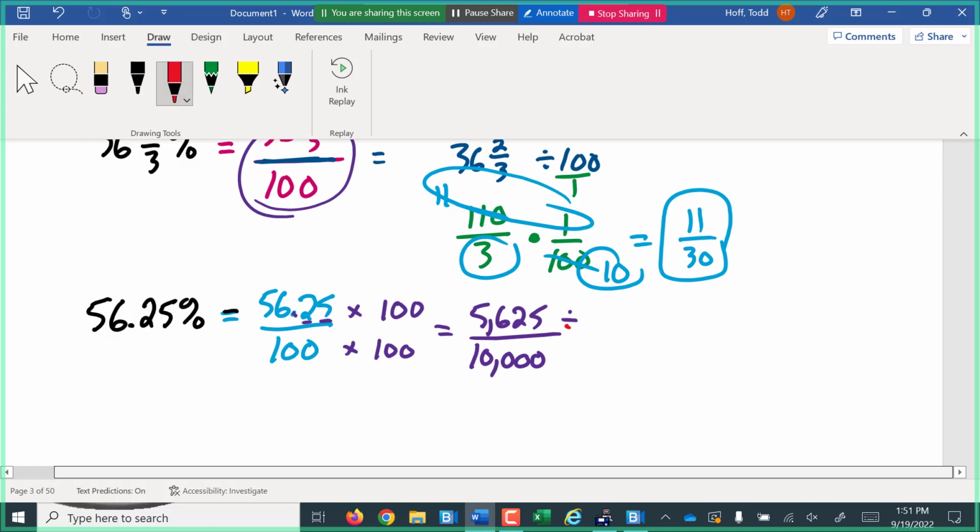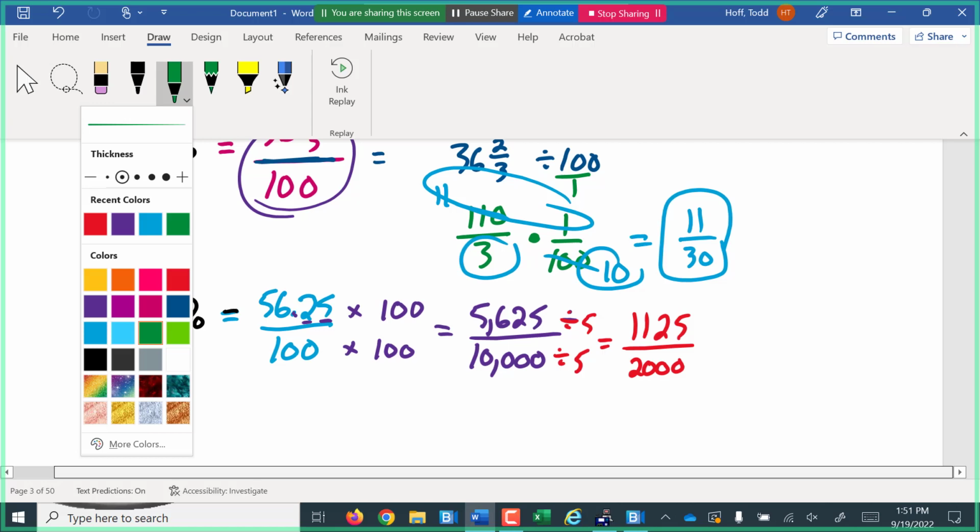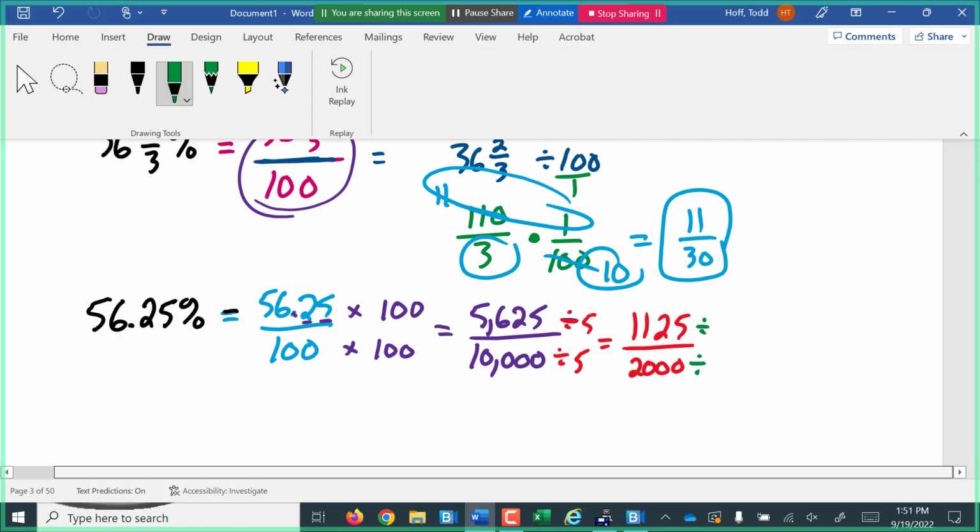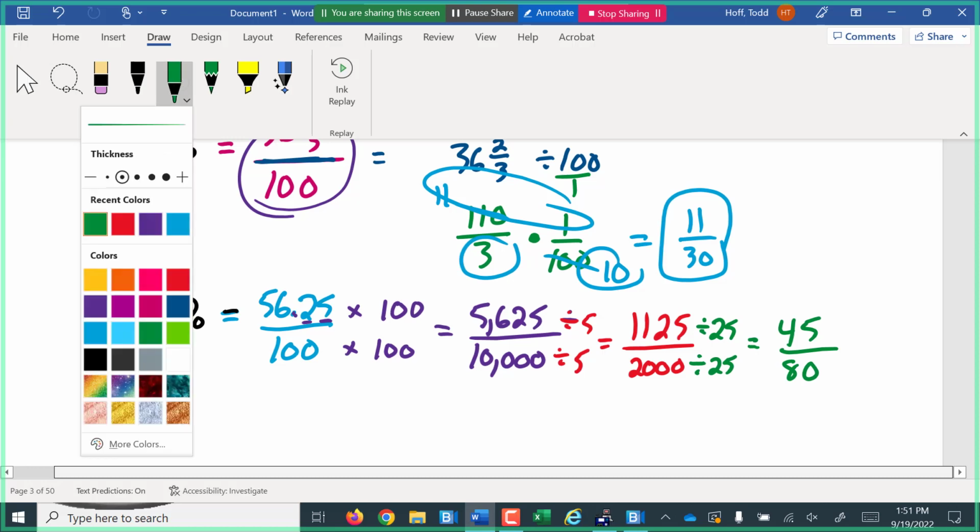Both of those now can be reduced by what? 5 will work. So that gives us 1,125 over 2,000. Both of those can still be reduced by what? 25. 25 will work. Oh, let's see. What does that give us? 45 over 80.